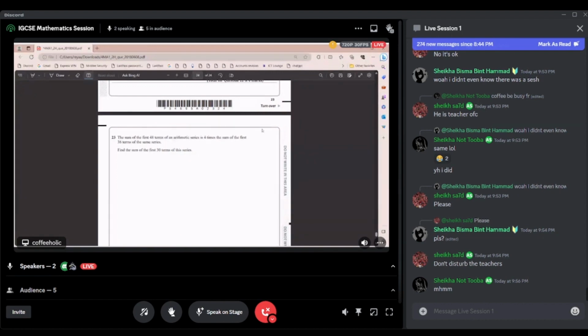The sum of the first 48 terms of an arithmetic series is 4 times the sum of the first 36 terms of the same series. Find the sum of the first 30 terms of the series. In this case, you would use your S equals n upon 2 times (2a plus (n minus 1)d) formula.